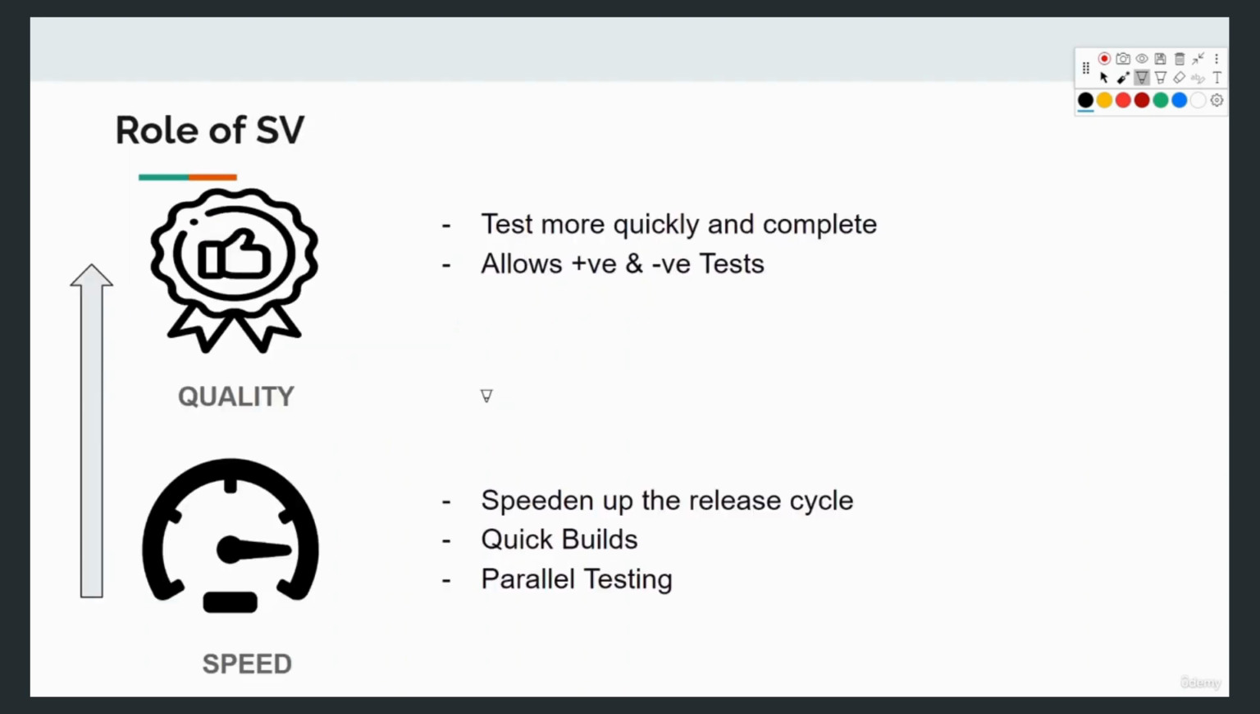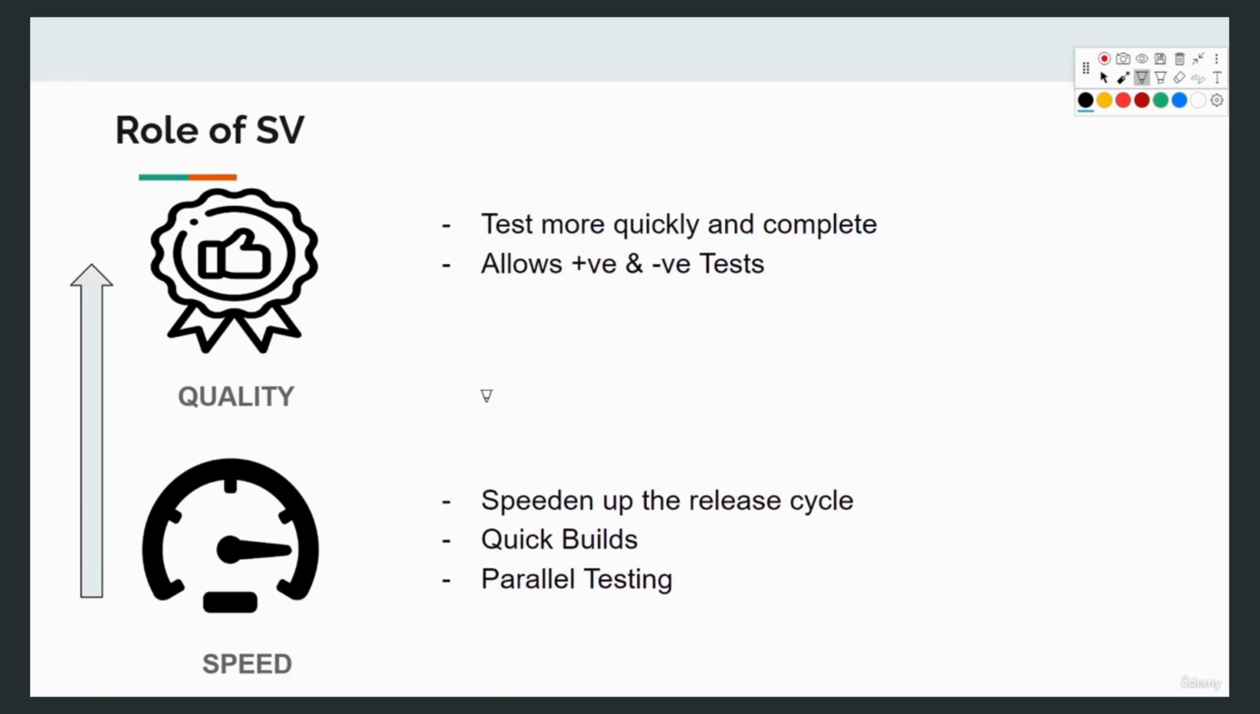So next we will discuss the role of, as you can see in this picture, it highly improves the quality and the speed, right? So who is happy about the speed of the product being delivered? Customer, client, right? And also the quality.